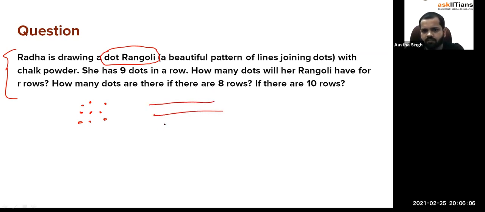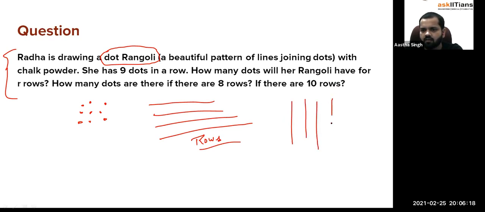Rows are these. Basically, your horizontal lines are rows, and your vertical lines are columns, right? So the question says that Radha has 9 dots, 1, 2, 3, 4, 5, 6, 7, 8, 9 dots in a single row. How many dots will her rangoli have for r rows?